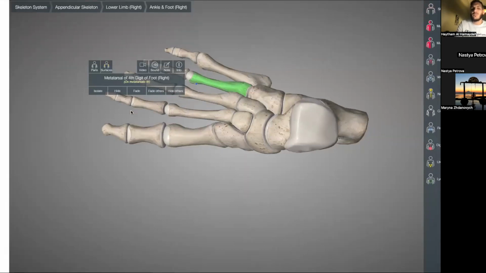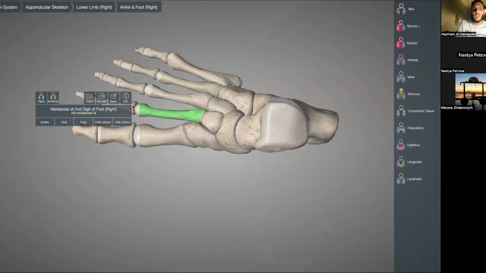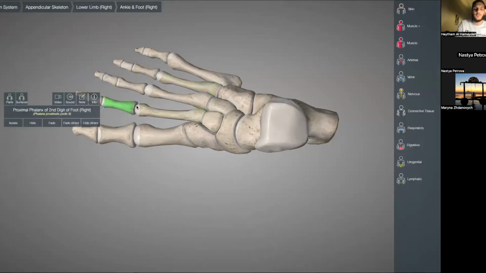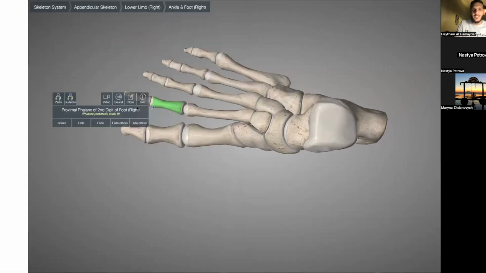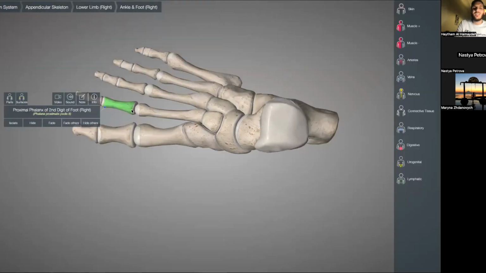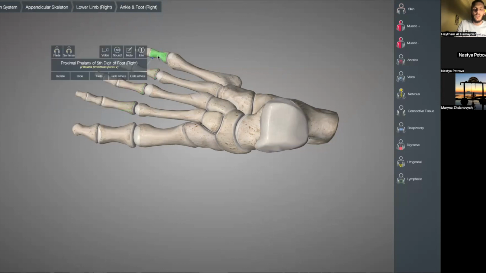Distally, here, metatarsophalangeal joints, between the heads of metatarsals and proximal phalanges. Proximal phalanges. Okay?